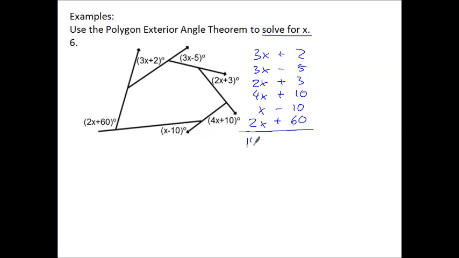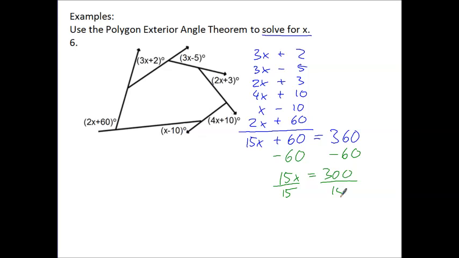All our x's add up to 15x, and our constants add up to 60. And we know that this sum has to be equal to 360 degrees. So now let's go ahead and solve this, subtracting 60 from both sides. We get 15x is equal to 300. Dividing by 15, x is equal to 20.